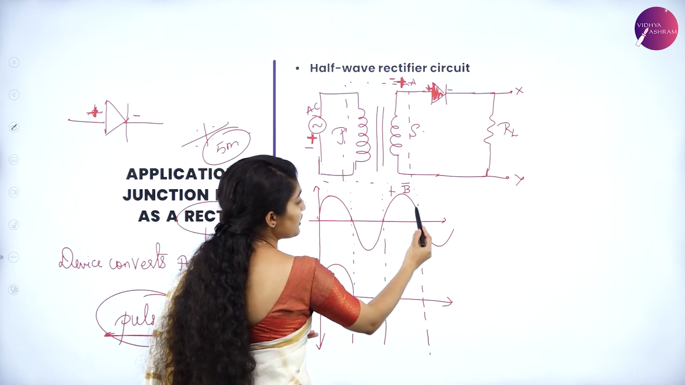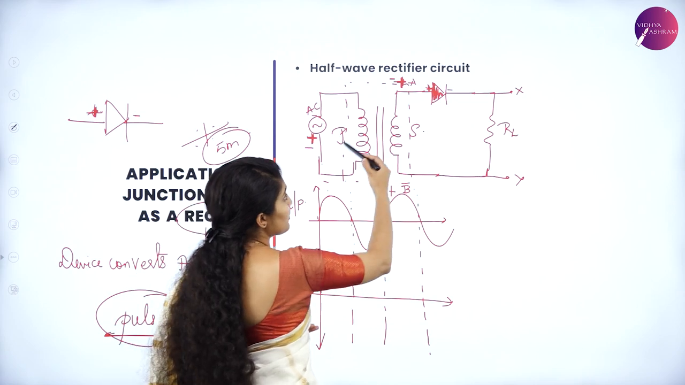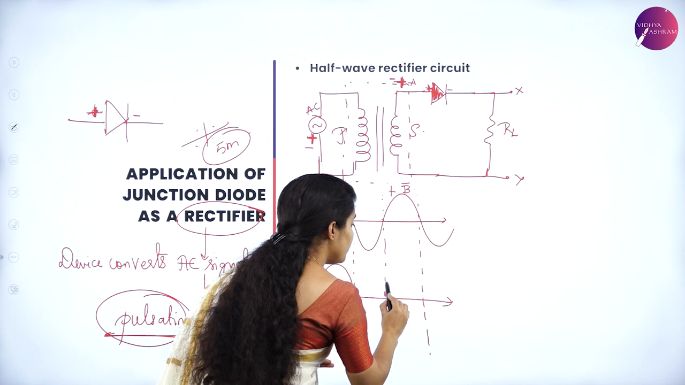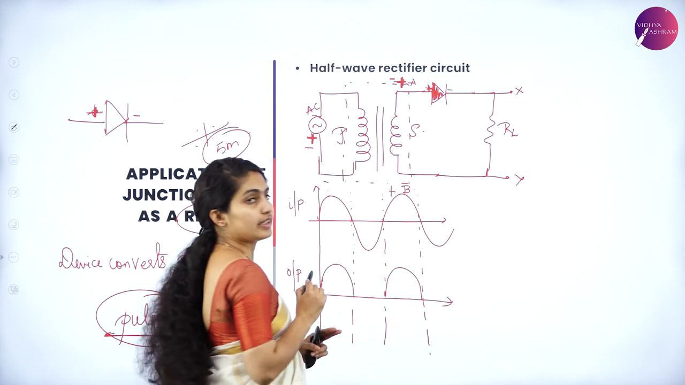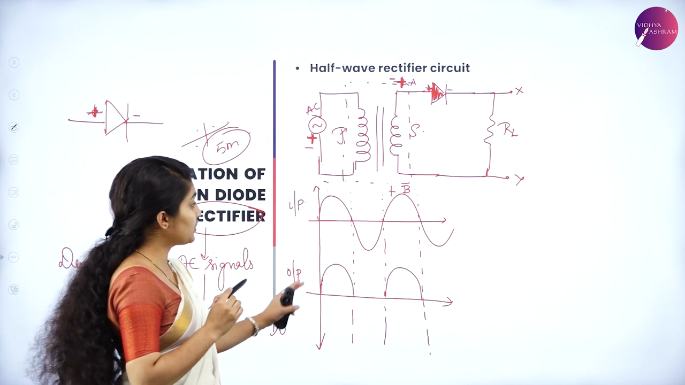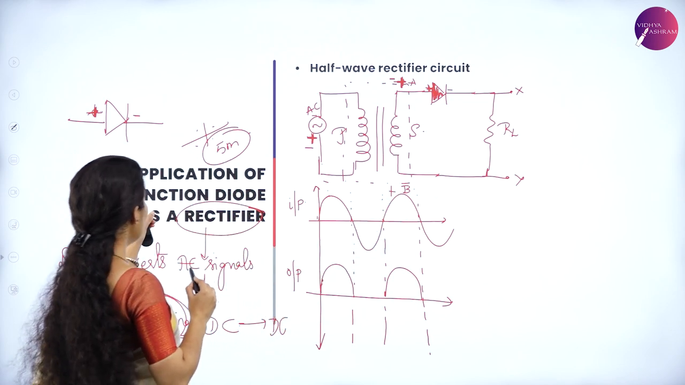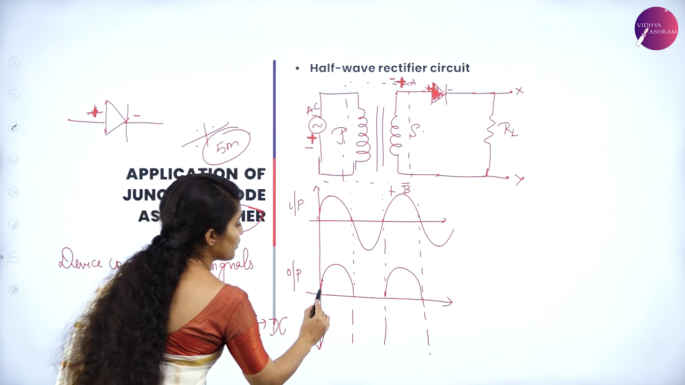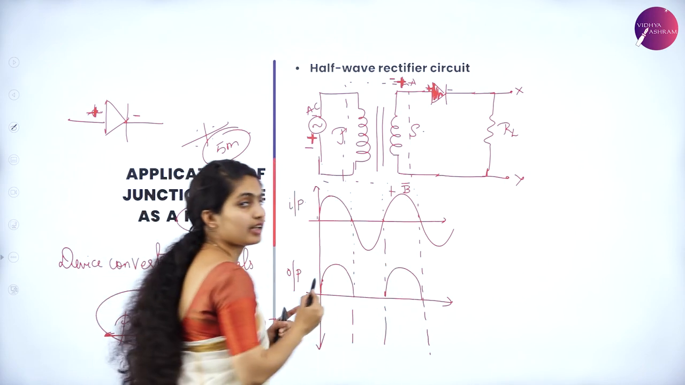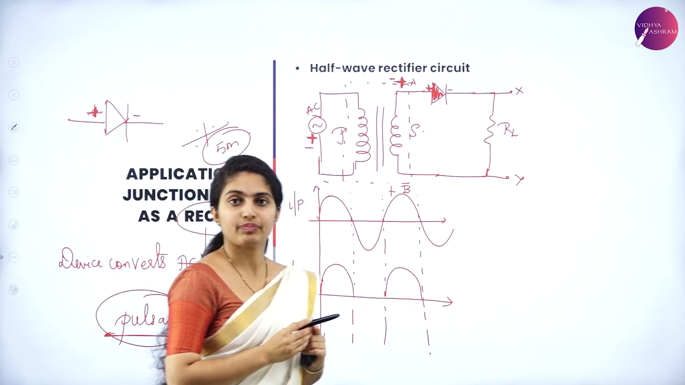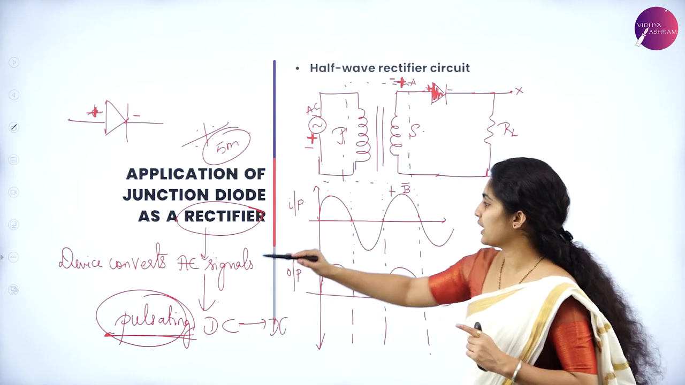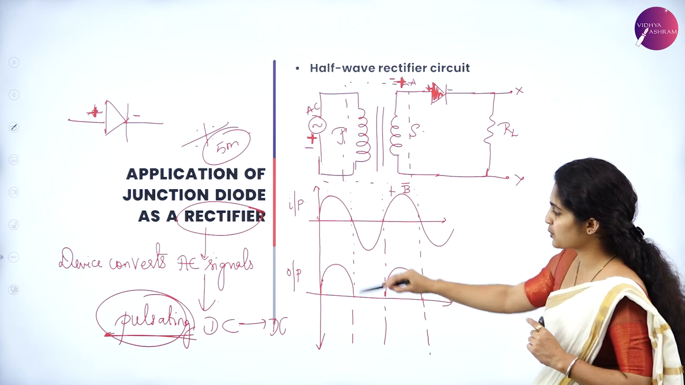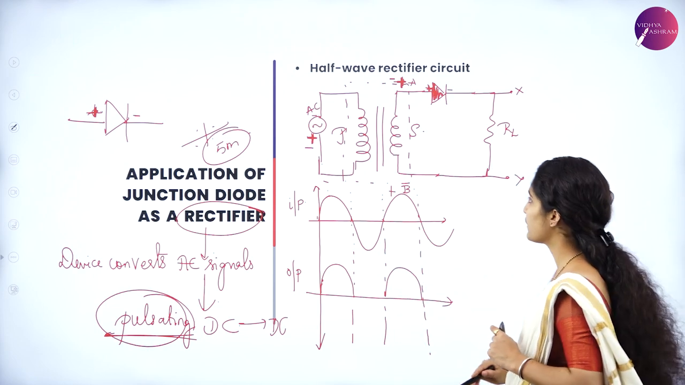Again, it is the positive input which is sent. When this is positive, again we get the positive in case of the diode. Again, there is a flow of current. Understood? So this is how exactly we use the junction diode as a half wave rectifier. Only half of the wave undergoes rectification. Because of which the AC signals are converted to pulsating DC, is what we actually get here. This is a half wave rectifier.